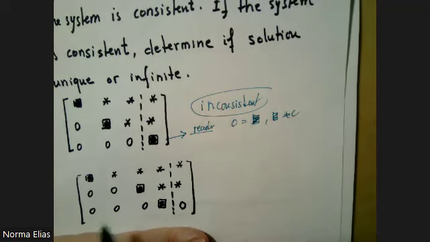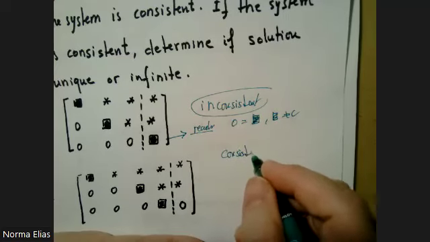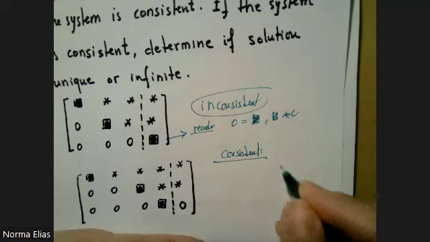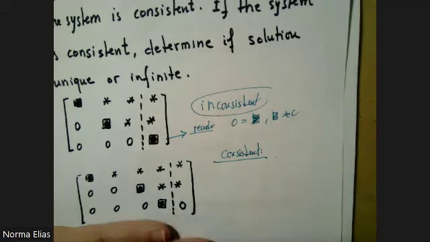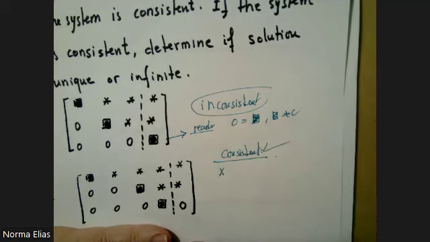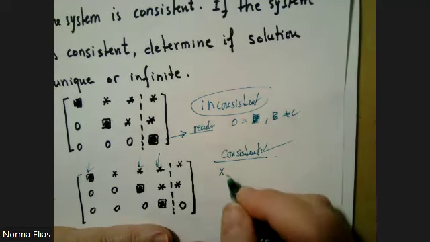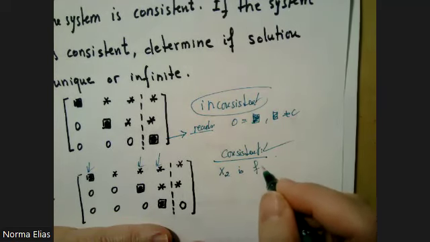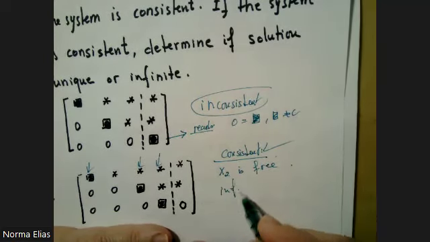Okay, consistent. Absolutely, I don't have any scenario like that. Consistent. Another question is, is it unique or infinite? Okay, absolutely infinite, because looking at this, it's consistent, done. x1 is basic, x3 is basic, x4 is basic, x2 is free, because there is no leading term in here. So it means we have infinitely many solutions.